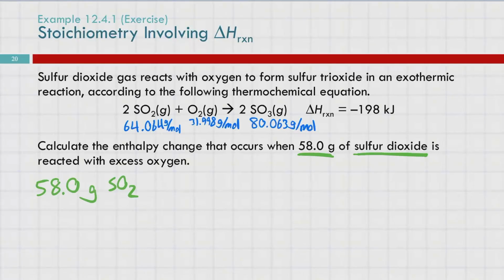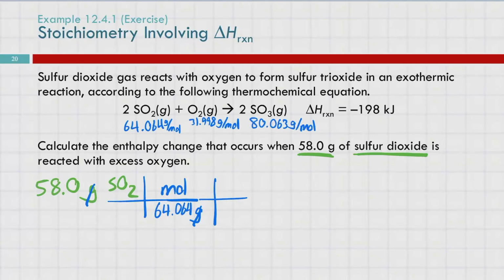Sulfur dioxide is SO2. We leave off the mono on the sulfur because it's just one. We're going to divide by our molar mass to convert us into moles. We're preparing to do the stoichiometry step. Anytime we're doing a stoichiometry step or a ratio step with these numbers, we need to be in moles. So that's why we're doing this molar mass step.